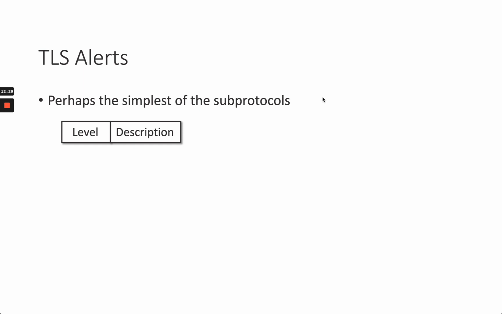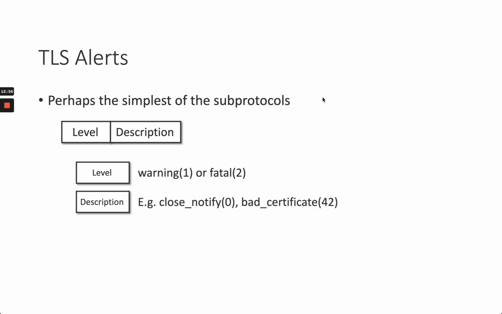All right, so let's talk about TLS alerts, because I think they're perhaps the most simple of the different messages that you need to understand. So they have 2 values. One is a level of the severity of the alert, and one is a description. The level can only be one of 2 different values. Either it's a warning, which is a 1, or it's a fatal error, in which case it's a 2. And then the description will be some numerical value that tells you what the error is or what the message is. So, for example, a close notification has a value of 0, and a bad certificate has a value of 42.